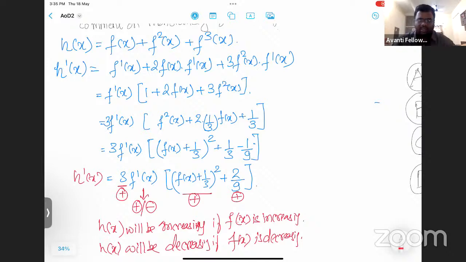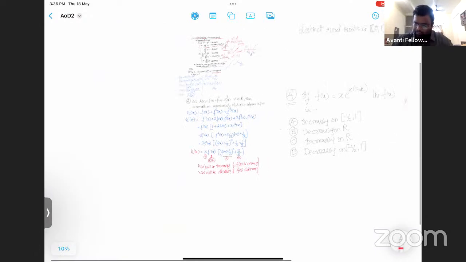This is what we need to assess. I did not write the options here, but the options were somewhere like this. This was a multiple correct type of question. One option was h(x) increasing if f(x) is increasing, h(x) is increasing if f(x) is decreasing, h(x) is decreasing if f(x) is decreasing, h(x) is decreasing if f(x) is increasing. So obviously these two options will be correct. If f(x) increasing, h(x) increasing. If f(x) decreasing, h(x) decreasing. Clear? This was a good question to solve, right? So can we move ahead? Great. So now we'll take another question here.